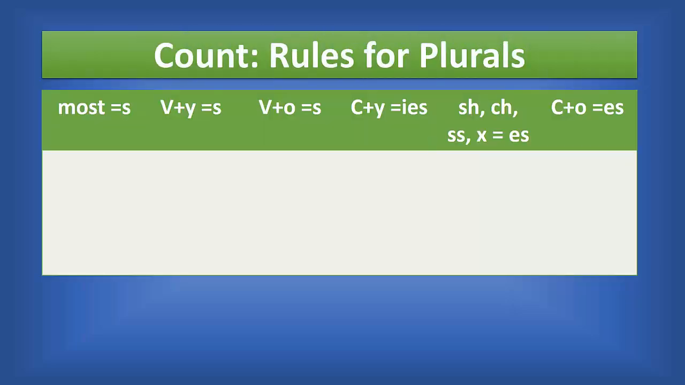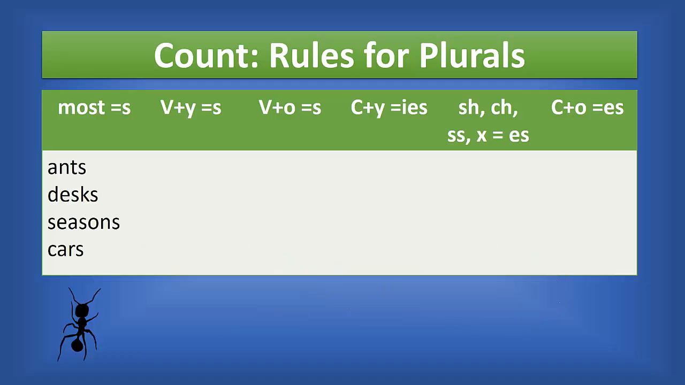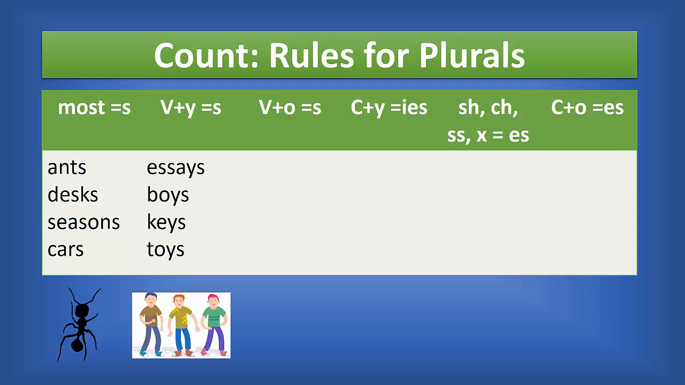Let's review some rules for making plural nouns. Here, V means vowels, which are the letters A, E, I, O, and U, and C represents consonants, which are all the other letters in English. To make most nouns plural, we simply add an S, such as ants, desks, seasons, cars. If there is a vowel and Y, we just add S, like essays, boys, keys, and toys.